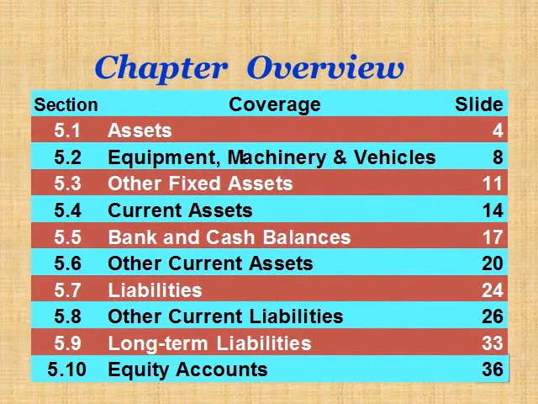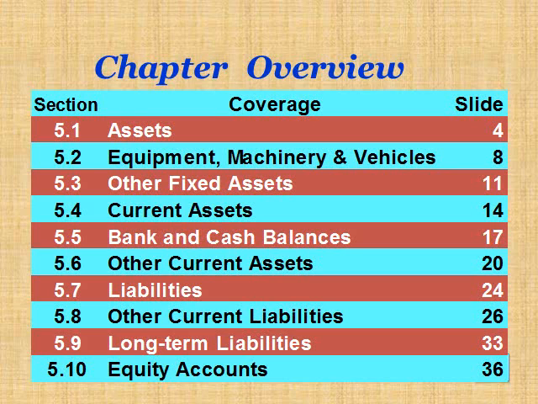Chapter Overview. 5.1 covers assets. 5.2, Equipment, machinery and vehicles, is on slide 8. 5.3, Other fixed assets, is on slide 11. 5.4, Current assets, is on slide 14. 5.5, Bank and cash balances, is on slide 17.